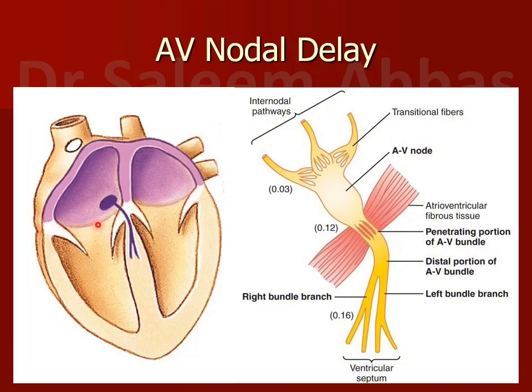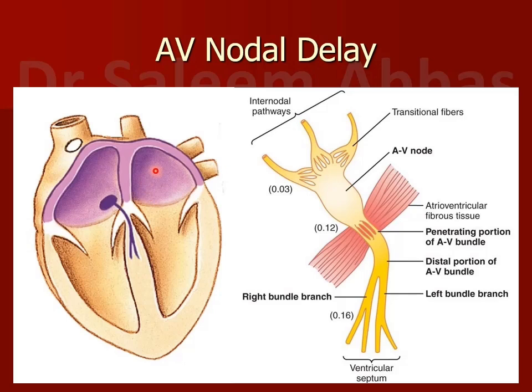On the right side there is a valve known as the tricuspid, and on the left side a valve known as the mitral. These valves consist of fibrous tissue, and remember that fibrous tissue does not allow the diffusion of ions or the passage of the electrical impulse. They act as insulators. So the cardiac impulse cannot pass directly from the atrial muscles into the ventricular muscles, because these two muscles are insulated by the fibrous tissue between the atria and the ventricles.